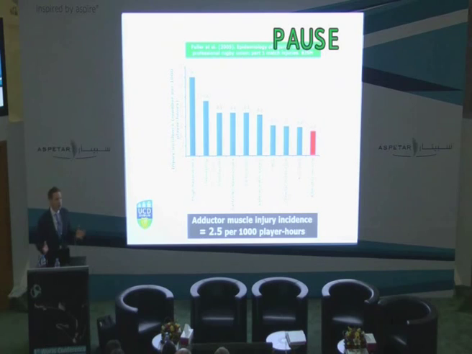So I now want to change topic a little bit because I've been asked to speak about adductor squeeze test and hip joint range of motion. The other area of research related to sports that I conduct is related to elite rugby union. And when we look at the epidemiology of the injuries in elite rugby union, we will see that adductor muscle injuries are a top 10 injury. They have an incidence of 2.5 per 1,000 player hours.